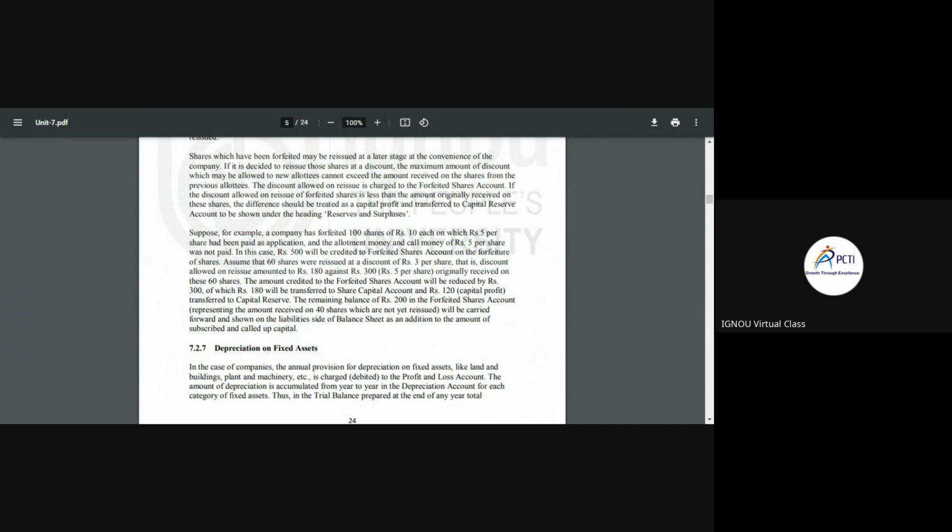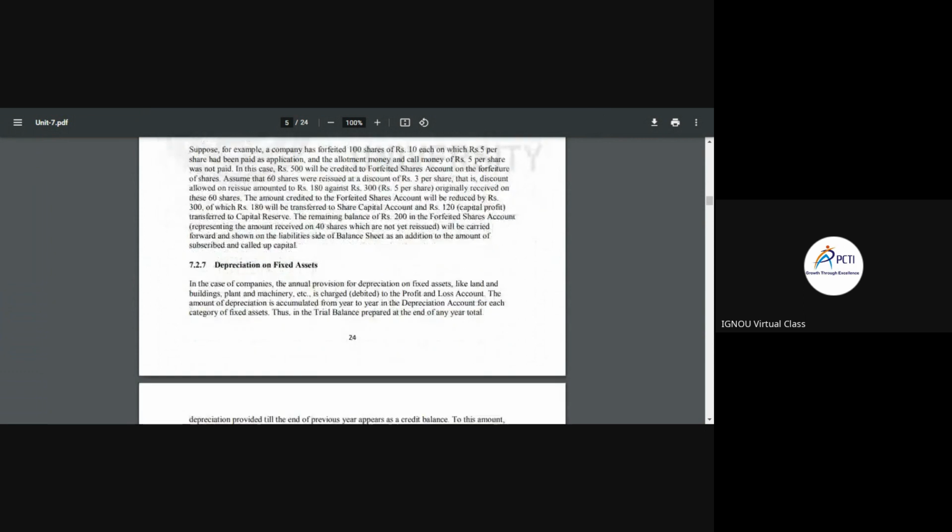will be capital profit transferred to the capital reserve account. The remaining balance of 200 in the forfeited share account represents the amount received on 40 shares which are not yet reissued. That will be carried forward and shown on the liability side of the balance sheet as an addition to the amount of subscribed and called up capital.